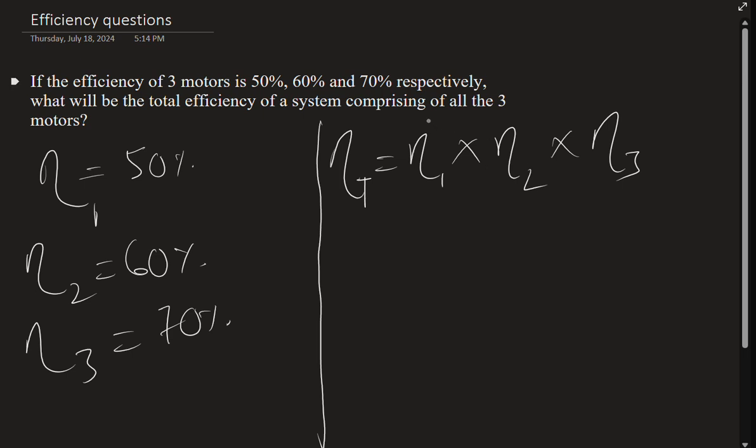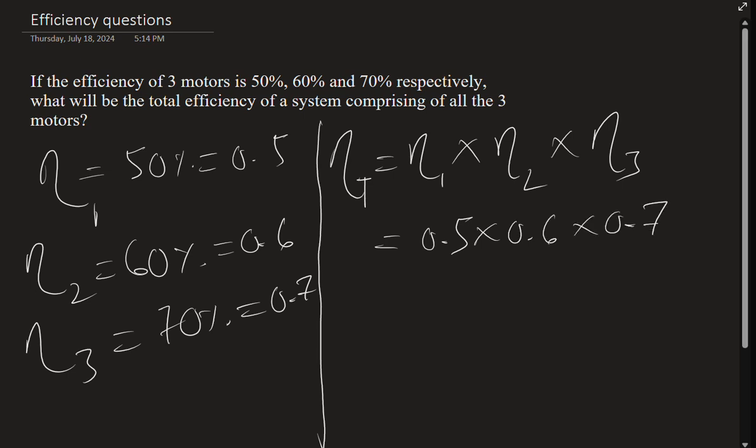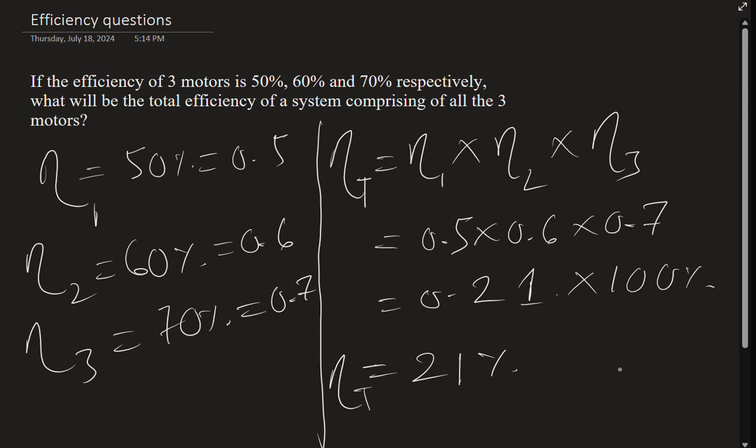Now this time, these values will be in ratio. So 50% will be 0.5, 60% will be 0.6, and 70% will be 0.7. Let's substitute the values. 0.5 times 0.6 times 0.7 will be 0.21. Now we multiply this with 100%. So we have 21%. Therefore, the total efficiency will be 21%. Answer. That's it.